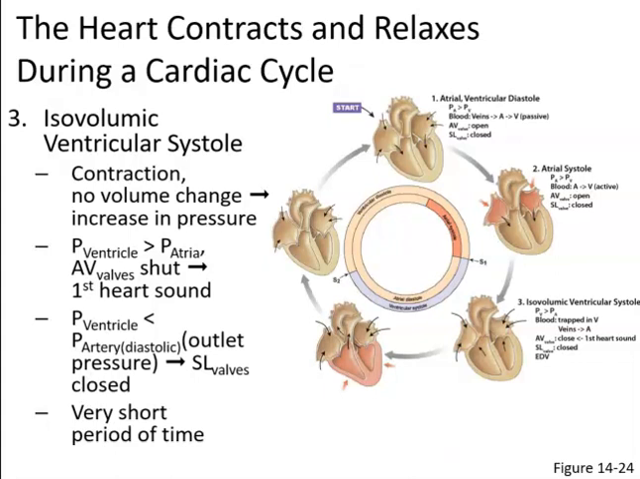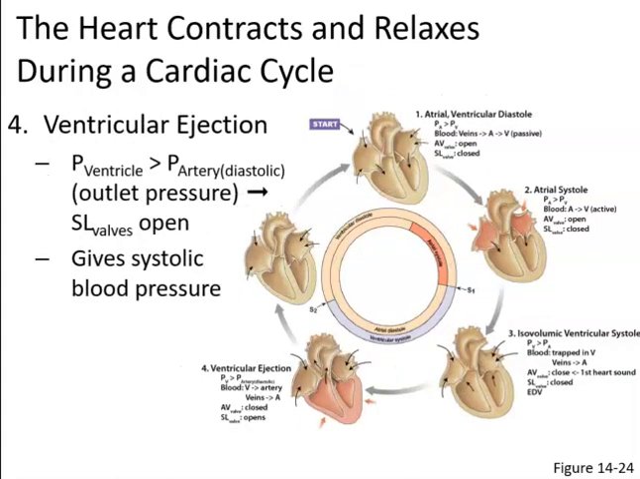So the duration of this phase is a very short period of time, and diastolic volume is still the same, so the volume of blood is still the same. The purpose of this phase of the cardiac cycle is basically just to generate pressure so that we can reach the next phase of the cardiac cycle, and that phase being ventricular ejection.